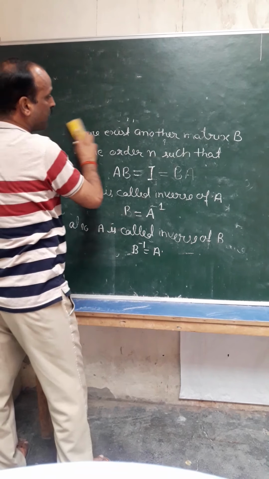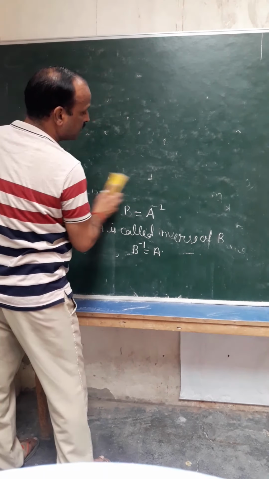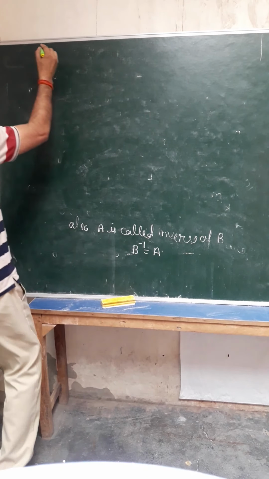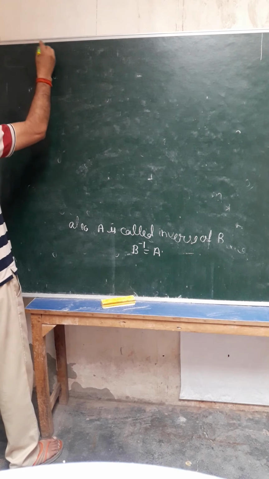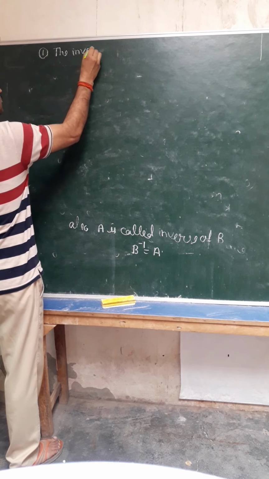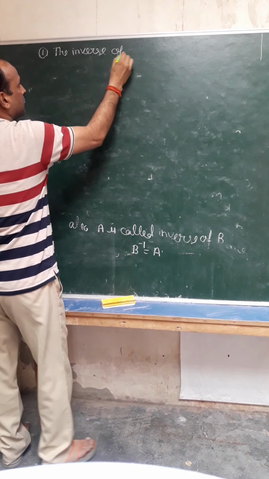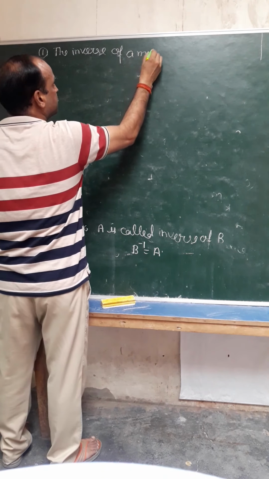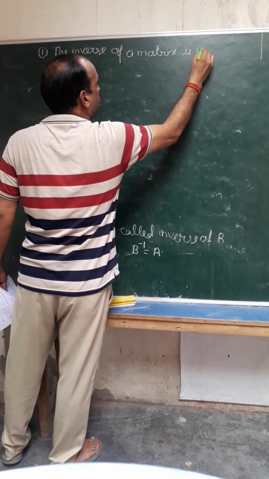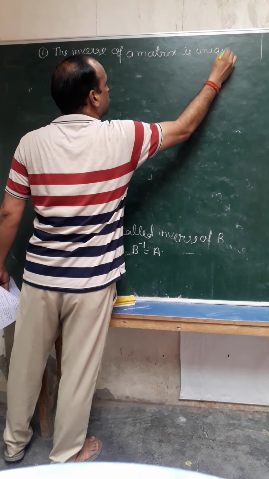Now there are some properties of the inverse of a matrix. The first is: the inverse of a matrix is unique.